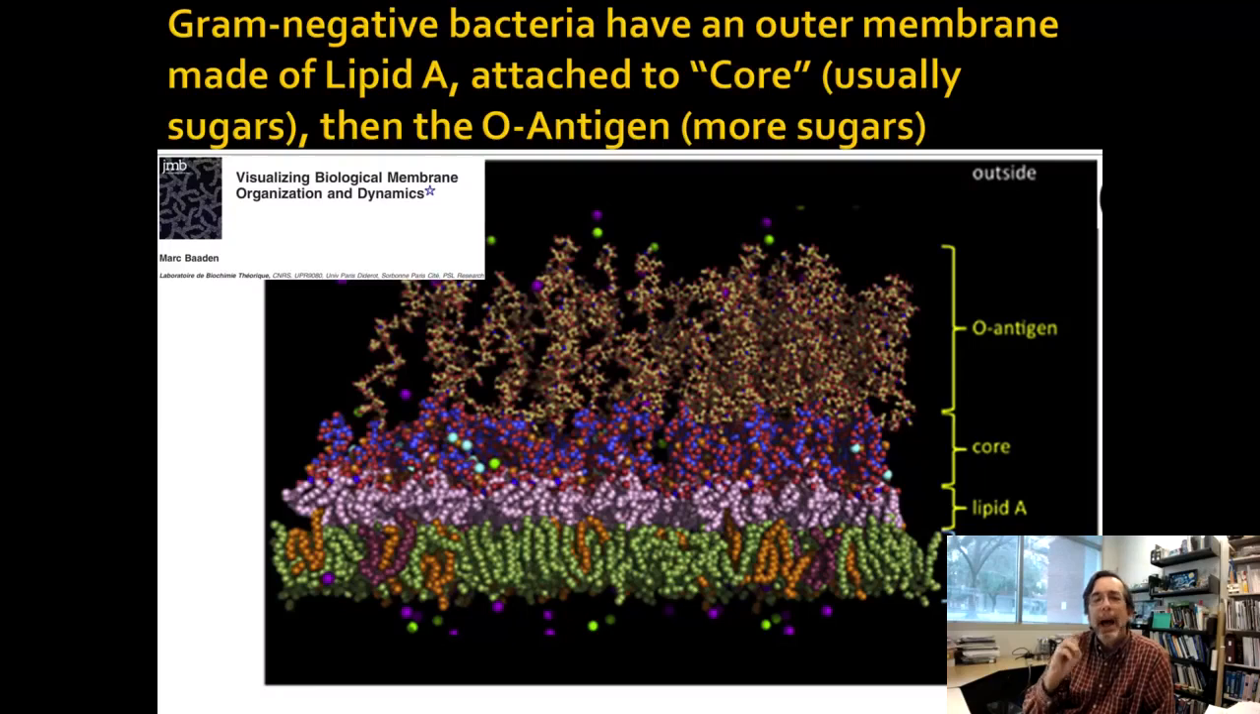You see how much sugar they have on the outside. They're basically very sweet. And so you have a special lipid, and then two special saccharides that are attached to that special lipid. And that's what gram-negative bacteria have on their outside.